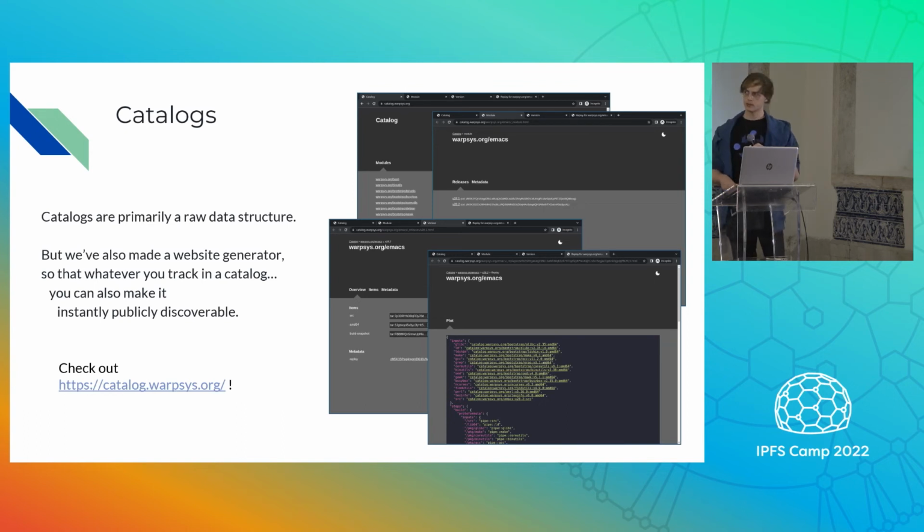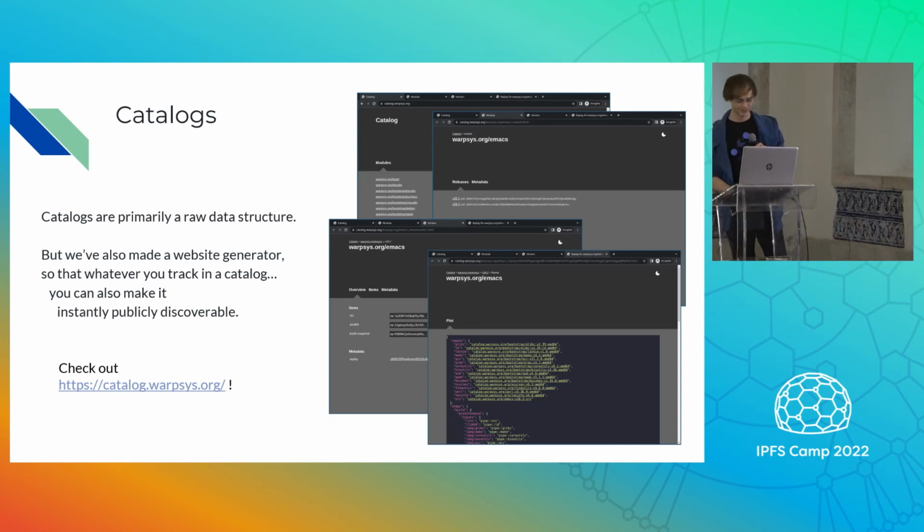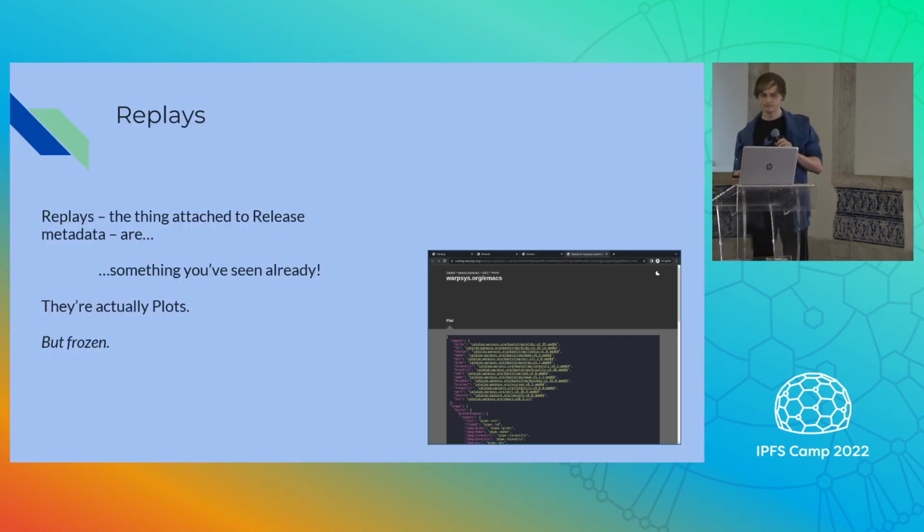We have produced a bunch of data already for some example stuff we've packaged. And there is a URL on the screen there, catalog.warpsys.org, which contains approximately what's in the screenshots. It's cool, it's navigable. It's even navigable on mobile.